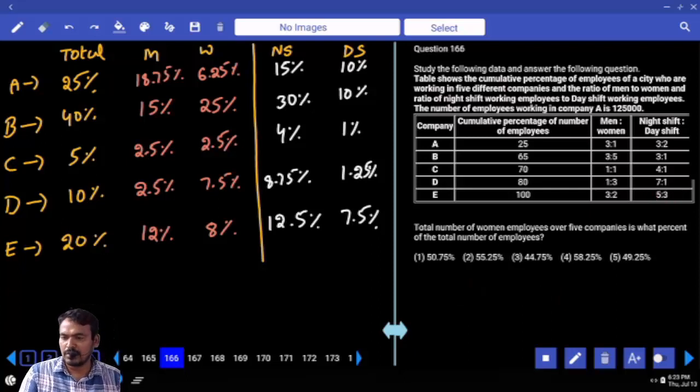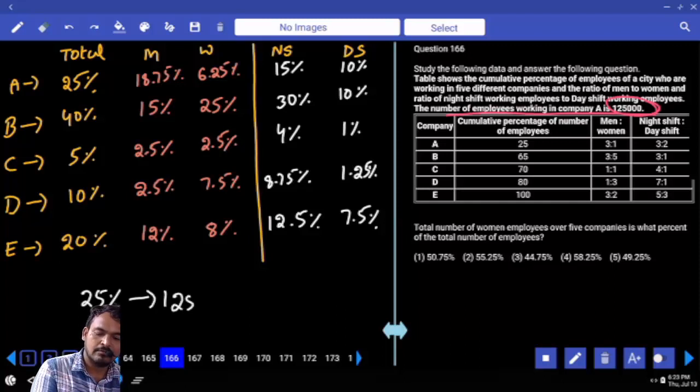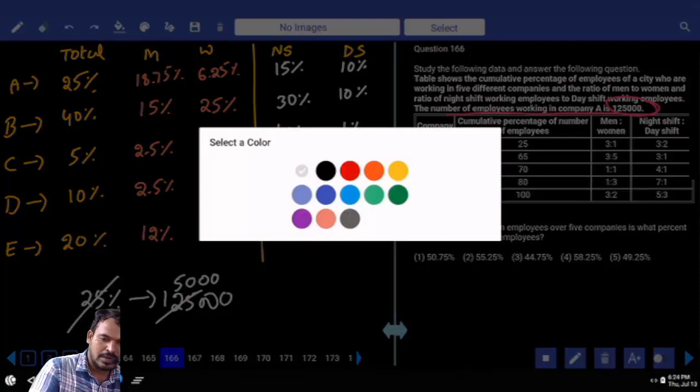And what note is given? The number of employees working in the company is 1,25,000. That represents how much percent? 25%. 25% is equal to how much value? 1,25,000. Every 1% is how much? 5,000. Because here 3 zeros, 2 zeros, 3 zeros. Every 1% is how much? 5,000. Total employees is how much?